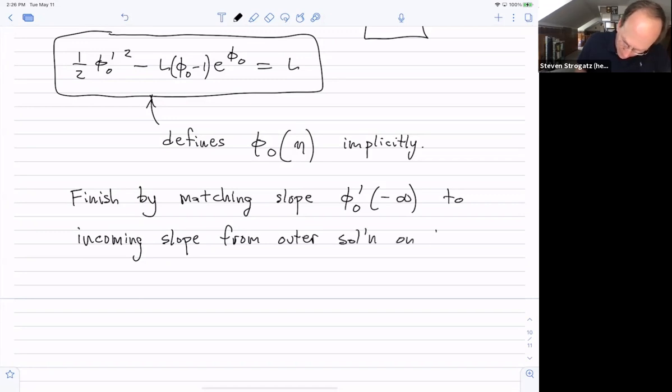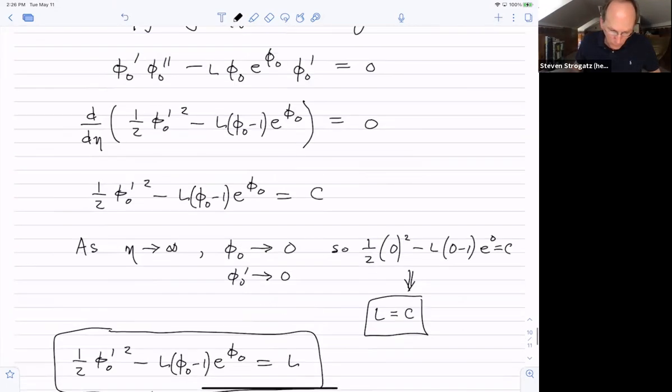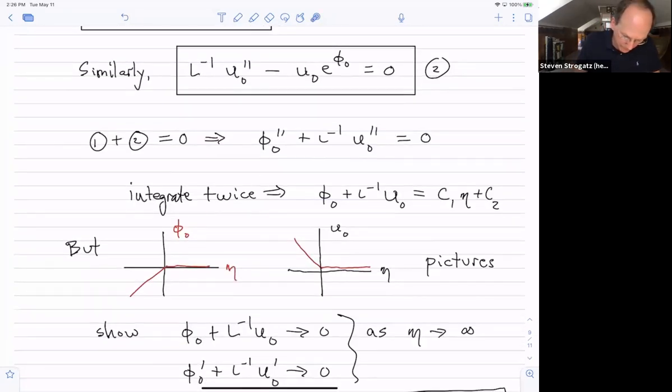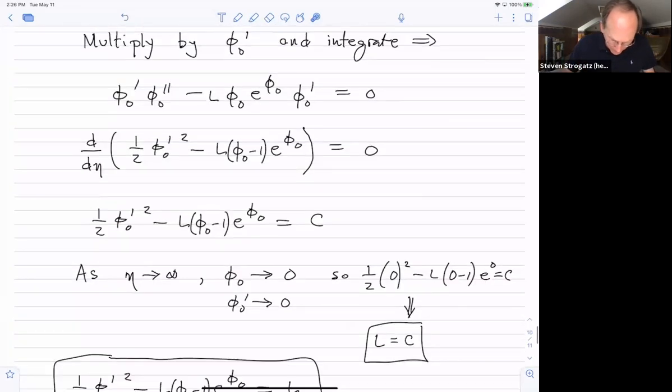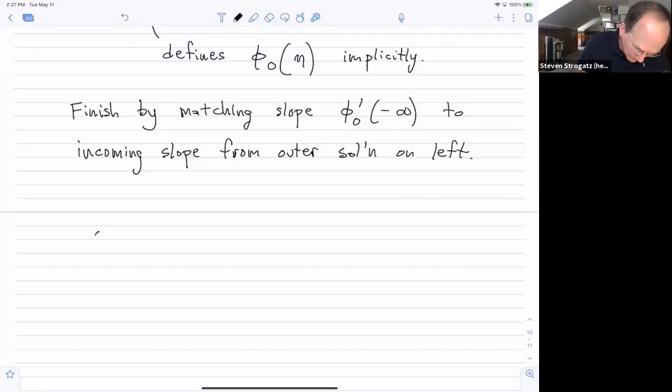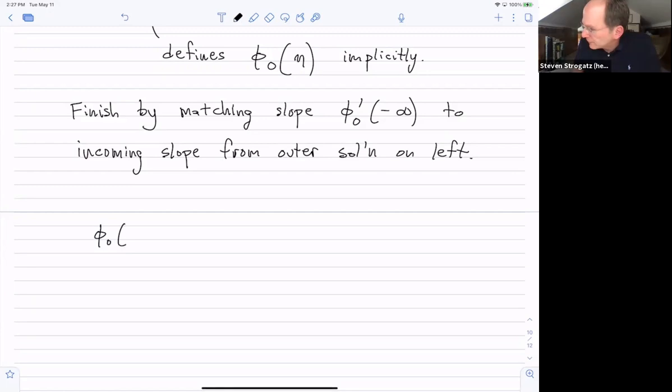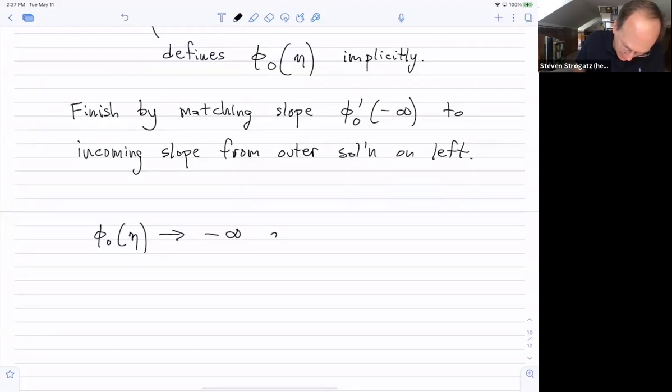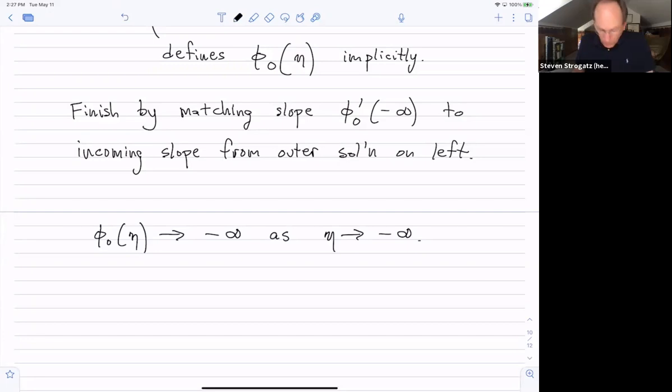From the outer solution on the left. So here's what I mean. If you look at the picture for phi zero, this one, you can see that phi zero is just going out to negative infinity as eta goes out to negative infinity. So my phi zero of eta, I'm claiming, goes to negative infinity as eta goes far to the left.